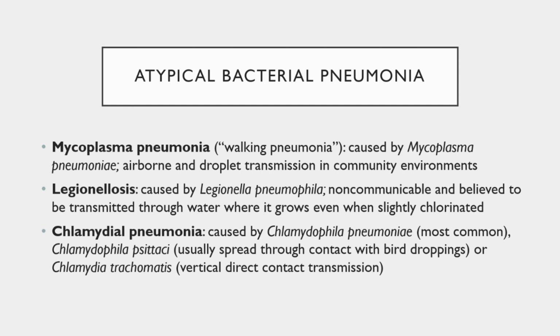And then chlamydial pneumonia is caused by a few different species. Chlamydophila pneumoniae is the most common, but also Chlamydophila psittaci, which usually spreads through contact with bird droppings. Also, Chlamydia trachomatis, which is one that is transmitted through vertical direct contact transmission, meaning from mother to child during birth. If a mother has an undiagnosed and untreated chlamydial STI, then that can manifest as pneumonia in her infant child.